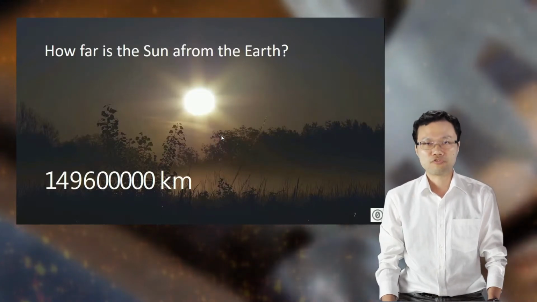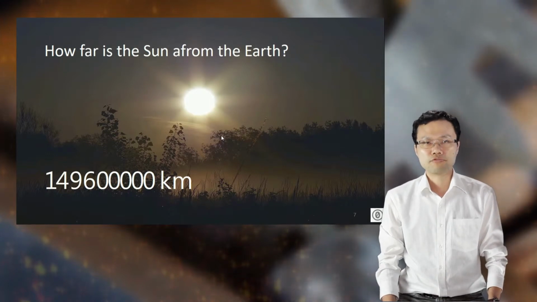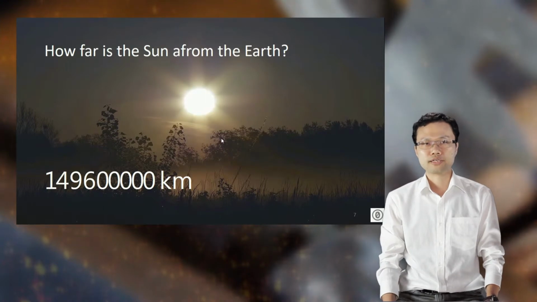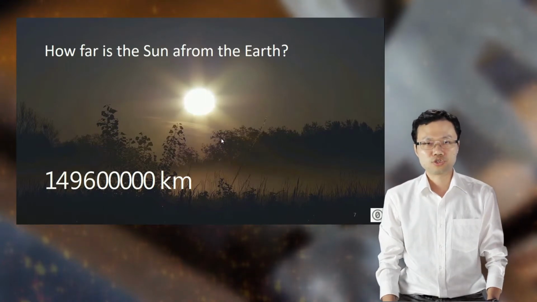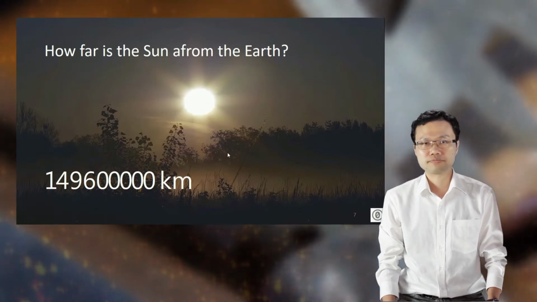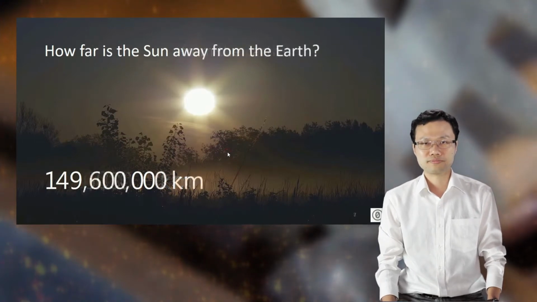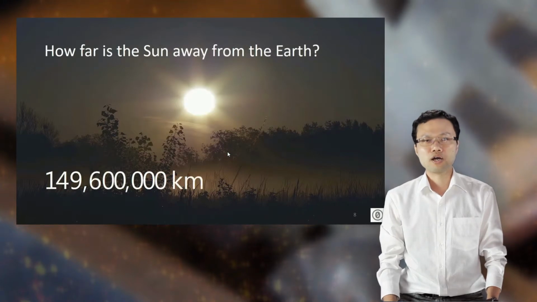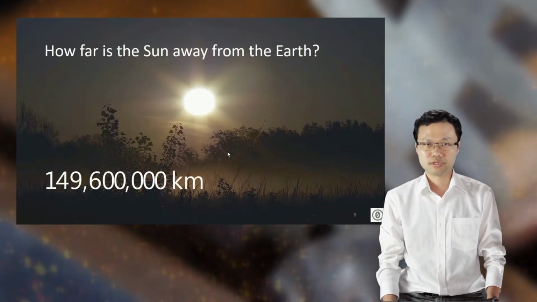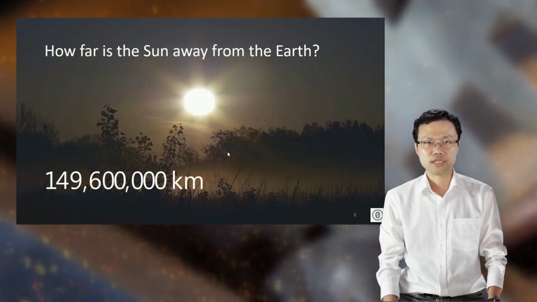Do you know how far the Sun is from the Earth? It's 1,496,000,000 kilometers away. This is a large number. How many digits are there in this number? Can you tell in 1 second? Normal people cannot. But how about expressing the number this way? Can you tell how many digits there are in 1 second?